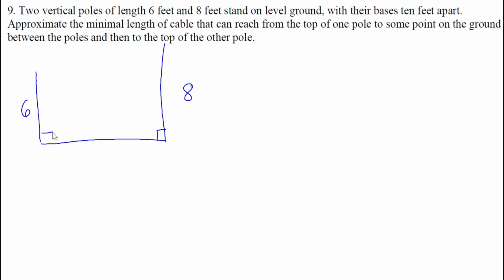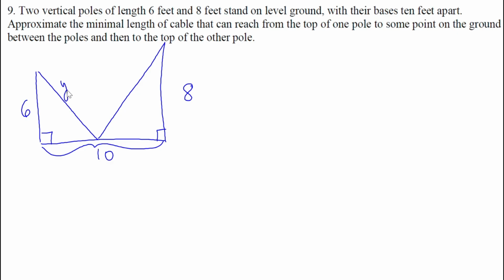We're going to assume these are at right angles here because it doesn't quite look like I did that. They're 10 feet apart, and in fact, we'll mark that whole thing as 10. And we have a cable that comes down to somewhere in the middle from one of the tops of one of the poles and goes back up to the top of the other pole. And we want to find the minimum length of cable that can reach from the top of one pole to the ground and then to the top of the other.